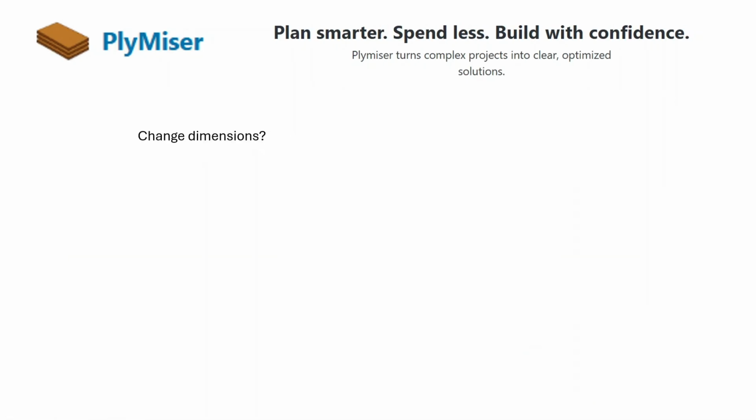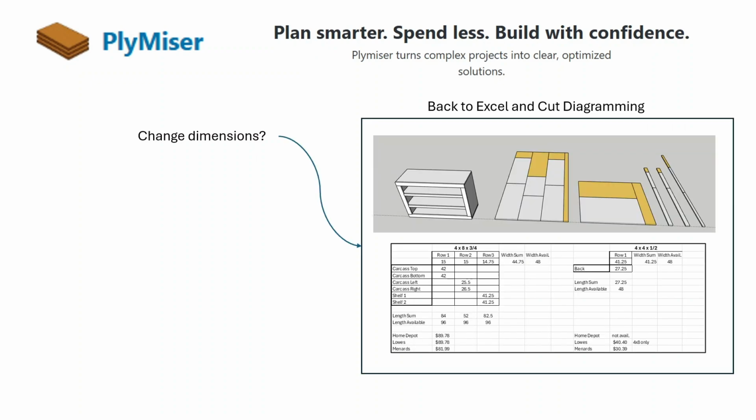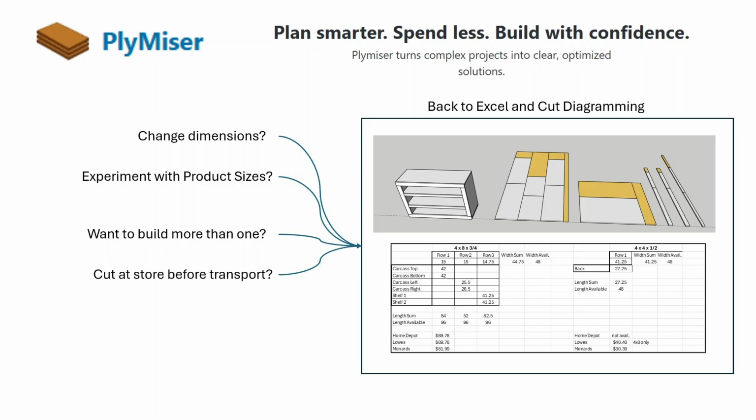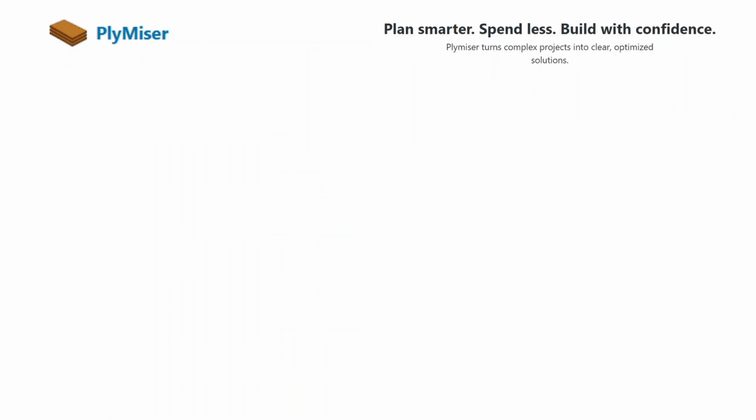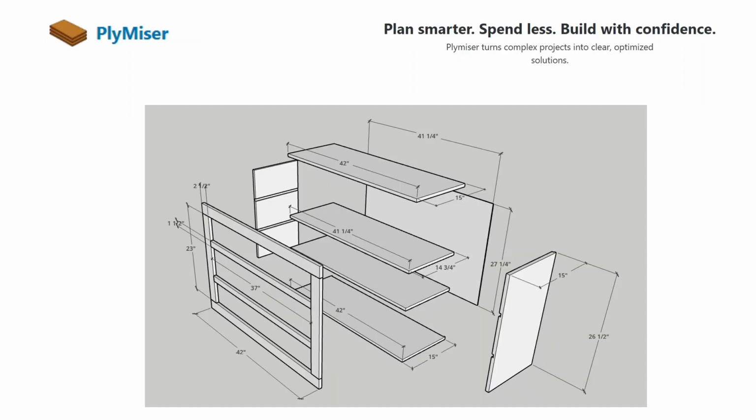But when you change dimensions or you experiment with different product sizes, you want to build more than one assembly, maybe you want to cut at the store before you transport, you make an error or there's a miscalculation or you want to rearrange pieces from one sheet to another, it always requires you to go back to Excel and your cut diagrams. Things are a little different with PlyMiser.